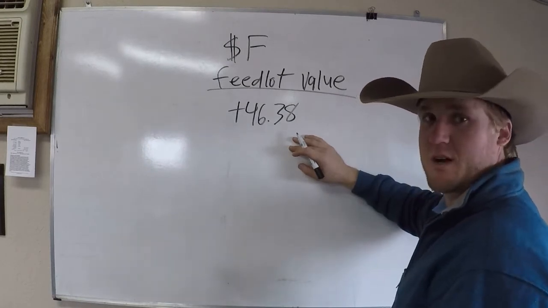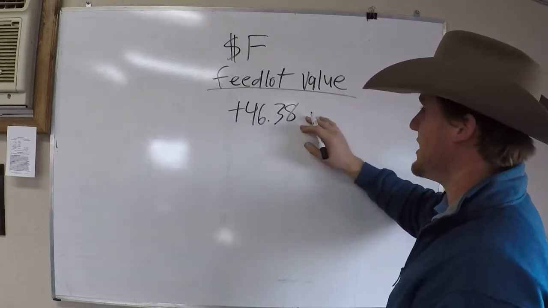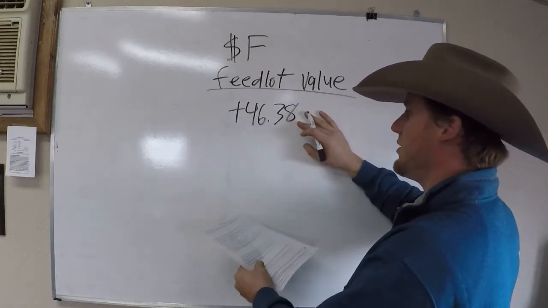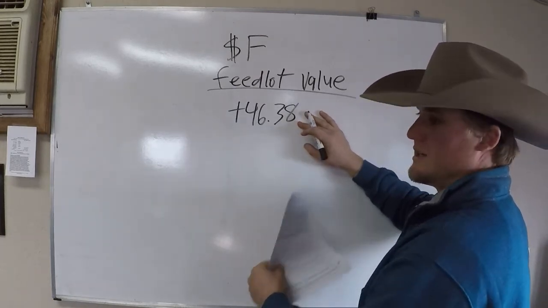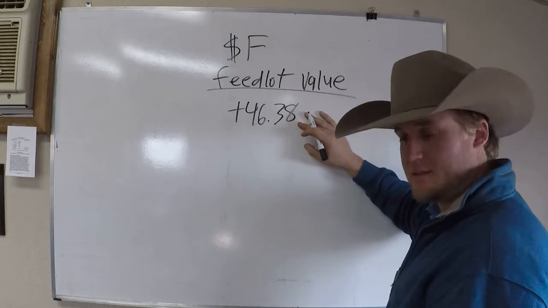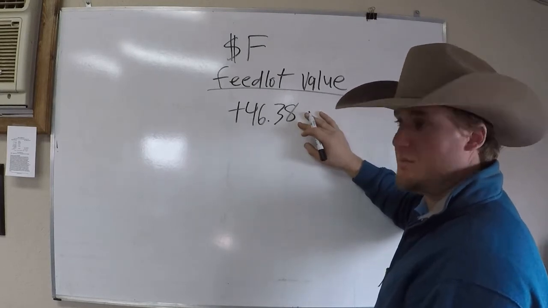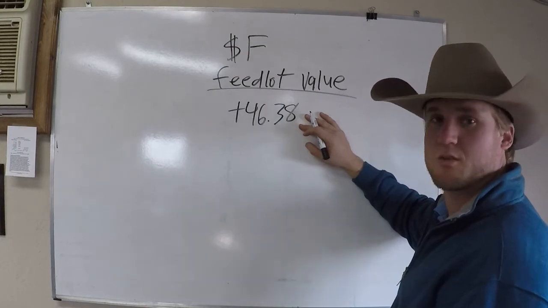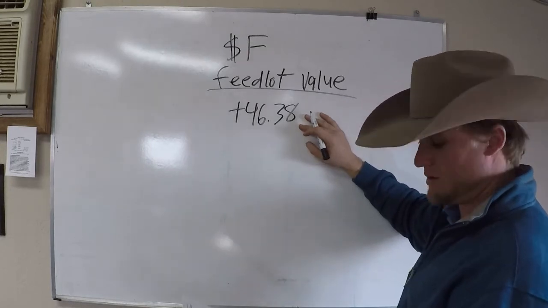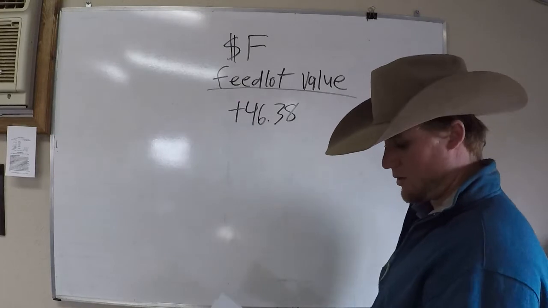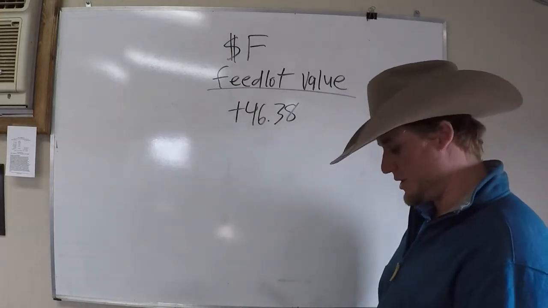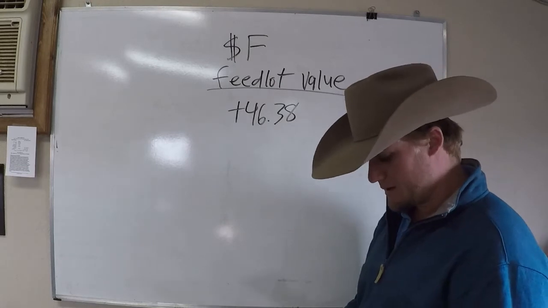In their example, they gave plus 46.38. Again, these dollar values are all in dollar amounts. They're saying that his feedlot value, his calves on average, are going to be worth $46.38 more than the average Angus herd would be worth. They're trying to make it simple and put it in a dollar amount, so there are no sliding scales or anything like that. They're just putting in a single dollar amount.